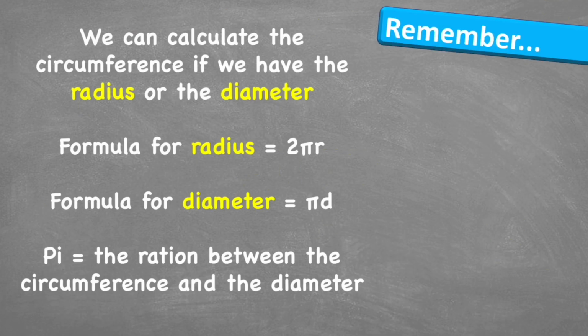Let's look at what to remember. We can calculate the circumference if we have the radius or the diameter. The formula for the radius is 2 pi r. The formula for diameter is pi d. And pi is the ratio, not ration, between the circumference and the diameter.